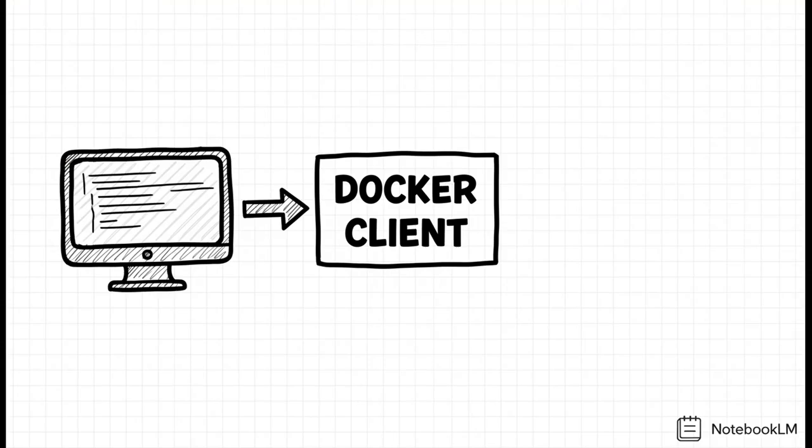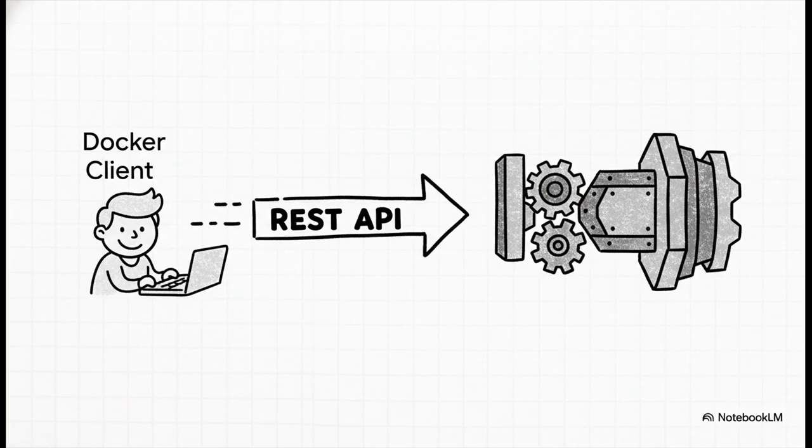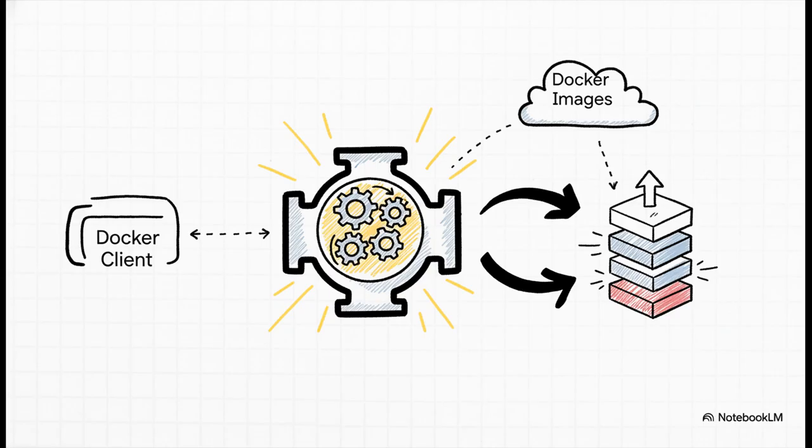It all begins with you. When you open up your terminal and type a command like Docker run, you're talking to the Docker client. You could just think of it as your remote control for the whole Docker system. But the client isn't the one doing the actual work. It's more like a messenger. It takes your command and sends it over to the real brains of the operation, the Docker daemon. And they talk to each other using something called a REST API, which is just a standard way for computer programs to communicate.